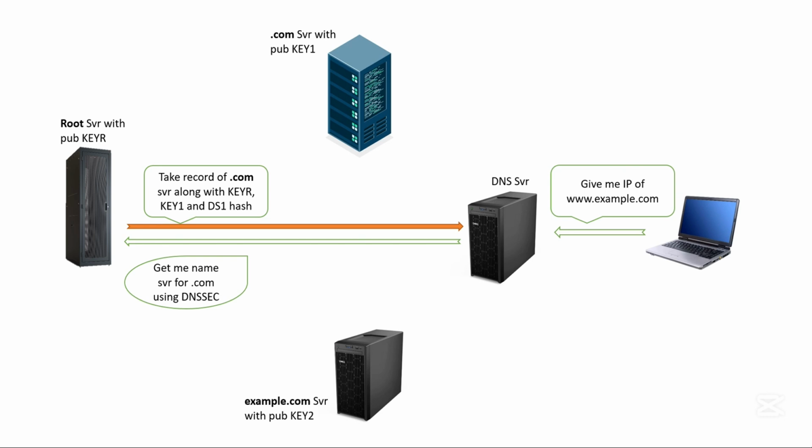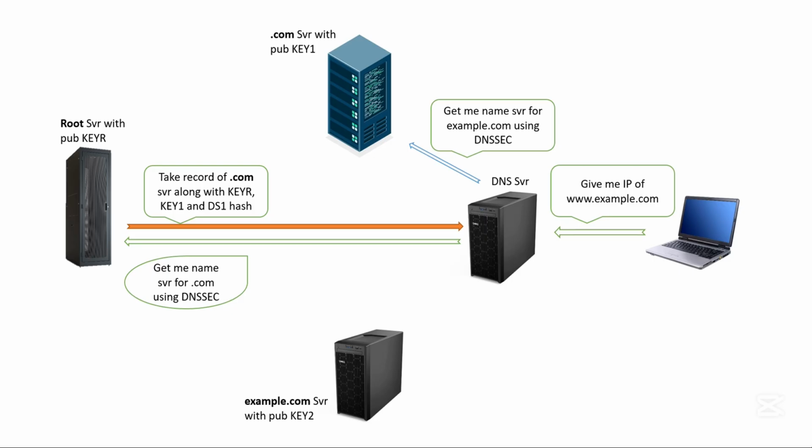Say, take the record of .com, since your request is for example.com. So it will serve you the top level domain name server. In this case, the top level domain is .com. So take the record of the .com name server along with additional DNSSEC parameters, such as the root key and the top level domain's public key, along with the delegation signer hash. The resolver receives it and uses that information to query the top level domain for .com.